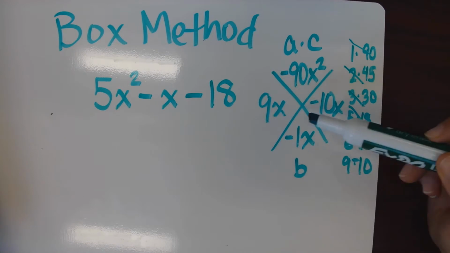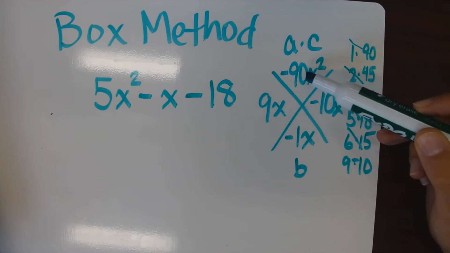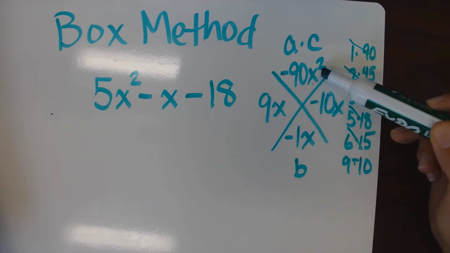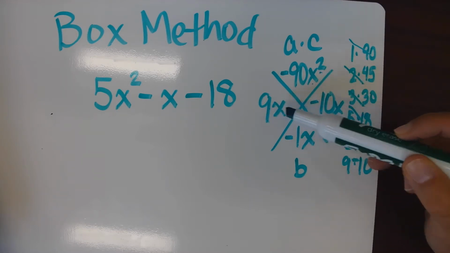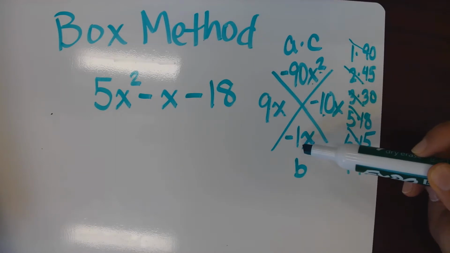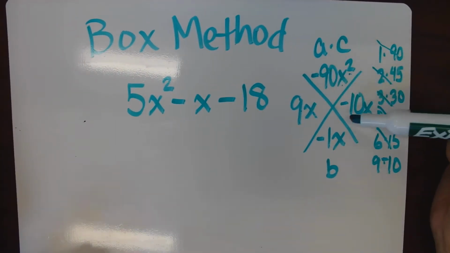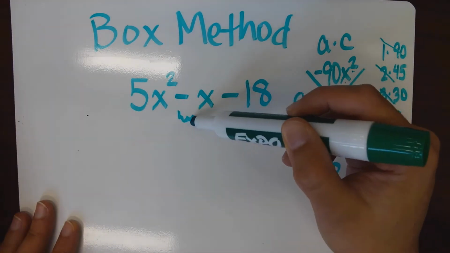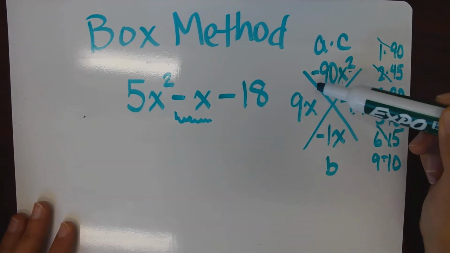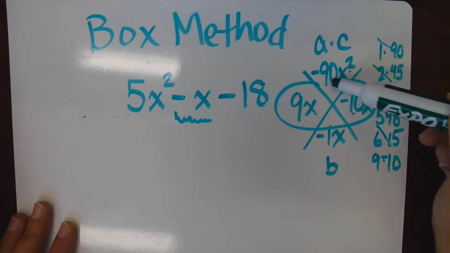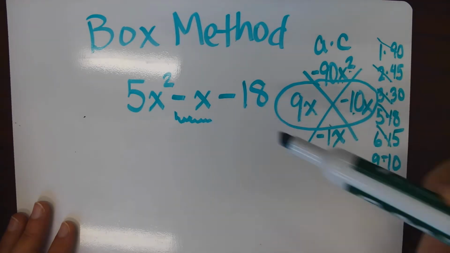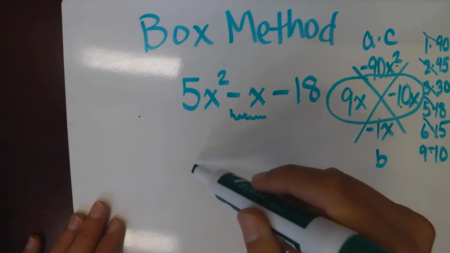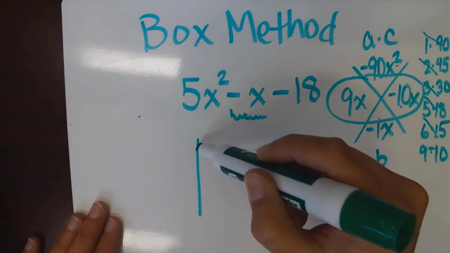So 9x times negative 10x will multiply to give us negative 90x squared. That x times x gives us the x squared. And then 9x minus 10x would give us this negative 1. So that's what we're going to use. So when we go to do the box method, we're trying to replace the b term here using these two numbers. So these two numbers replace the b term. We don't use anything else from the diamond method for the box. So this is how we set up the box.